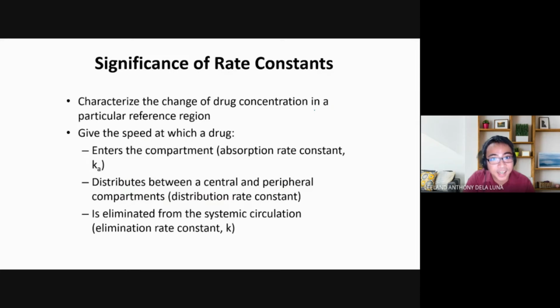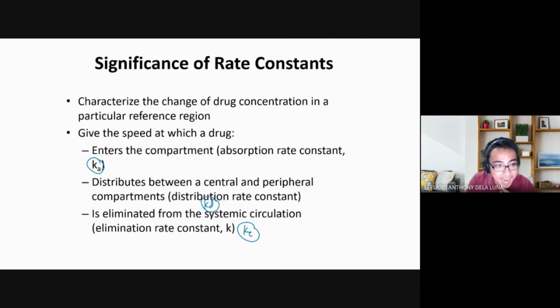Okay, so why are rate constants important? Rate constants, class, are the ones that we compute, which determine how fast or how slow a drug is being absorbed, distributed, or eliminated. So there are three main rate constants, class, that we use here. We have the Ka, which refers to absorption rate constant. We have the Kd, distribution rate constant, how fast or how slow the drug is being distributed. And then, of course, because the most important, Ke, elimination rate constant, how fast is the drug being eliminated.